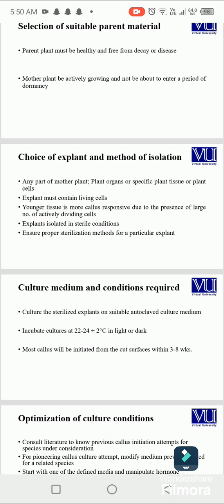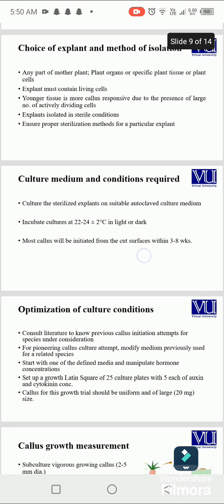Younger tissue is more callus responsive due to the presence of a large number of actively dividing cells. Explants are isolated in sterile conditions, ensuring a proper sterilization method for a particular explant. Culture medium and conditions required: culture the sterilized explants on suitable autoclaved culture medium. Incubate cultures at 22 to 24 plus or minus 2 degrees centigrade in light or dark. Most callus will be initiated from the cut surfaces within 3 to 8 weeks.